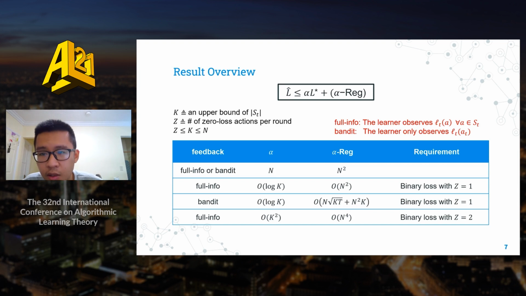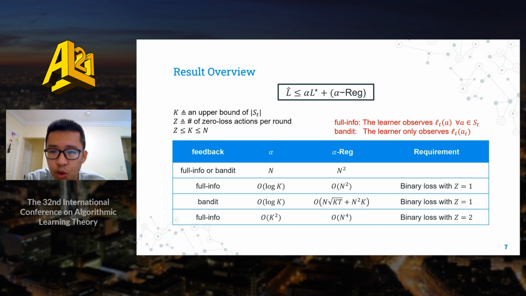This slide summarizes our results. Here we define some quantities because our bounds depend on them. First, K is an upper bound for the size of the available action set, and Z is the number of zero loss actions in each round. It's clear that Z is less than or equal to K, and K is less than or equal to N.